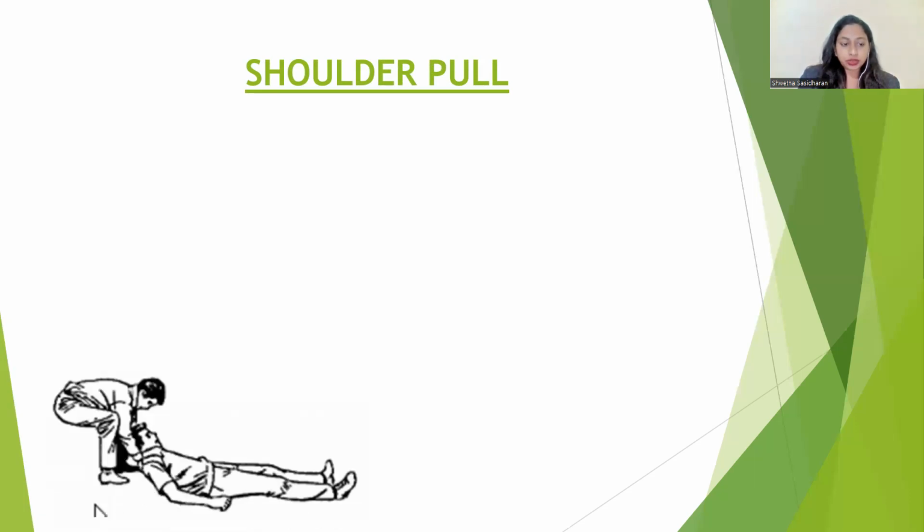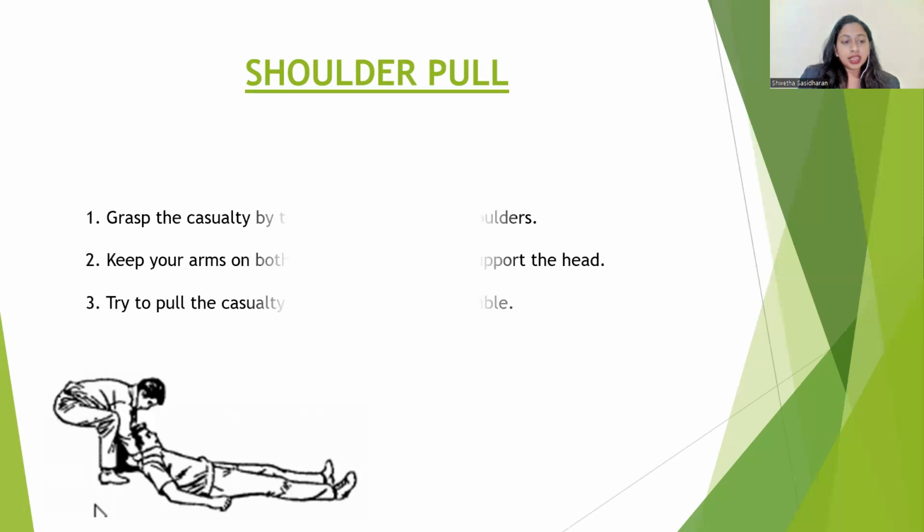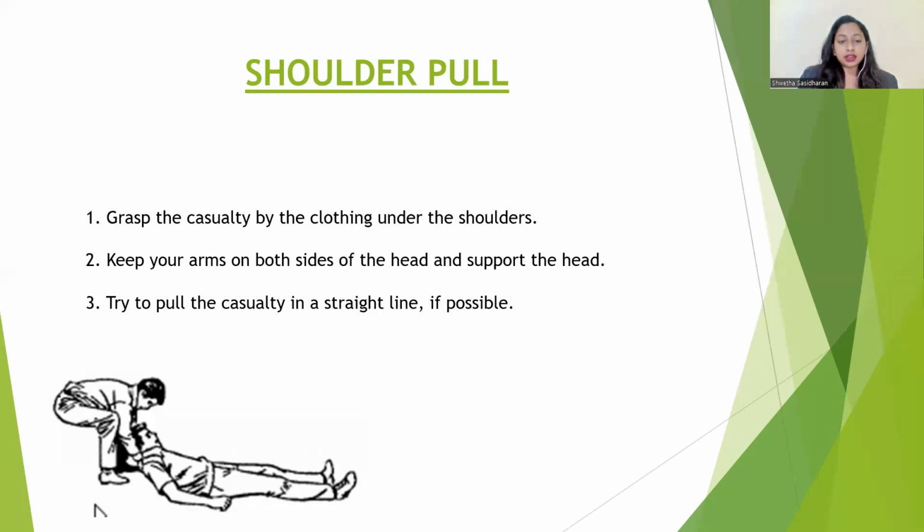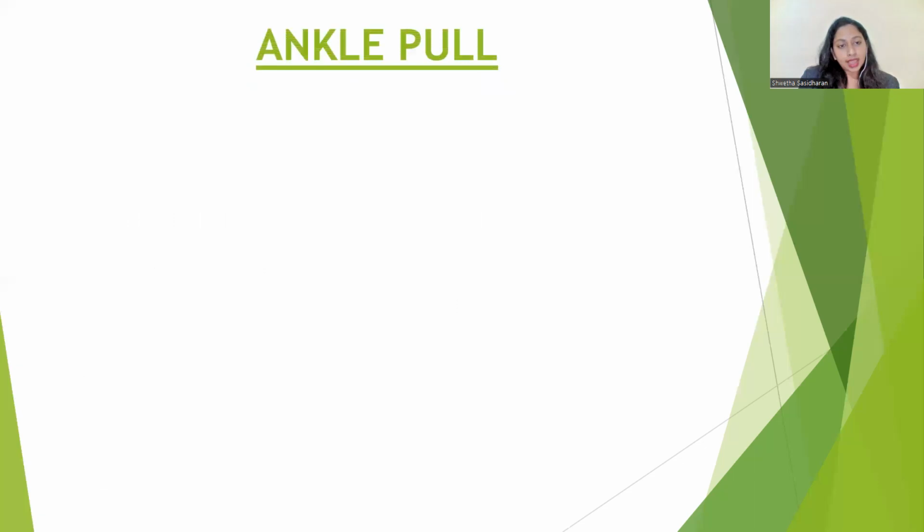Let's now start with the shoulder pull. Grab the casualty by the clothing under the shoulder. Keep your arms on the side of the head and also support the head. If the person is unconscious, the head might fall back, so it is very important to make sure the head is in position. Both your hands should support the head. Try to pull the casualty in a straight line if possible. This is one method of pulling or dragging the casualty from the scene. Another one is the ankle pull.